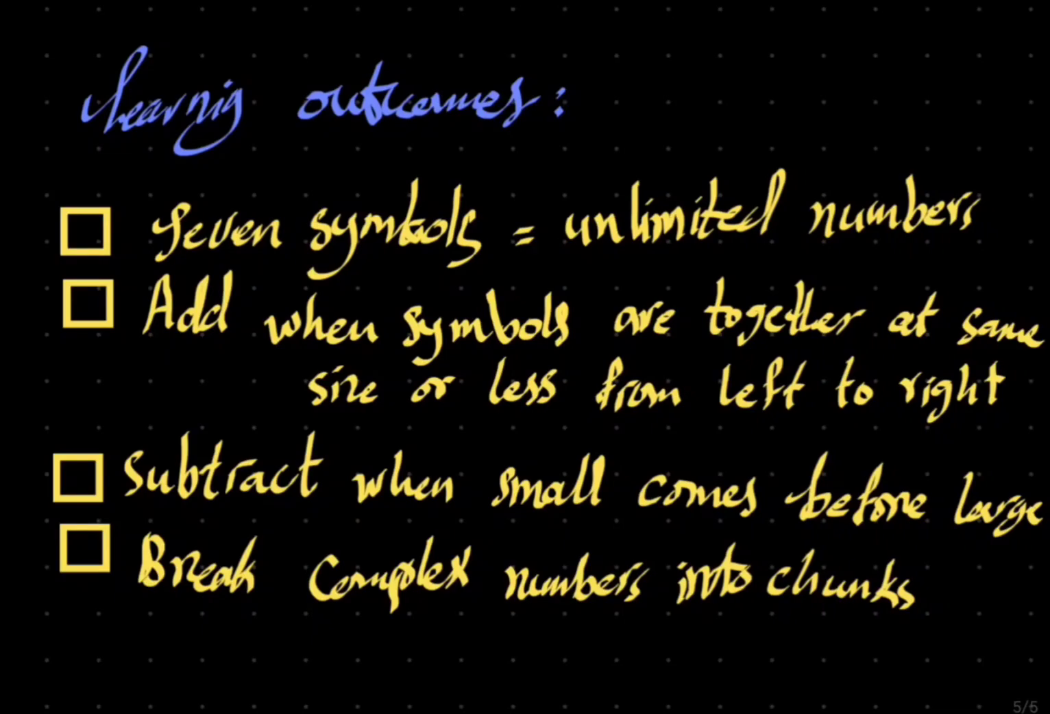Here is what you learned today. 7 symbols give unlimited numbers. Add when symbols are together, add same size or less from left to right. Subtract when small comes before large. Break complex numbers into chunks.